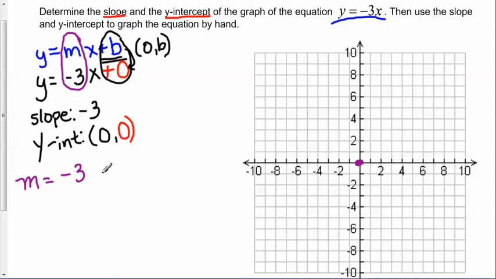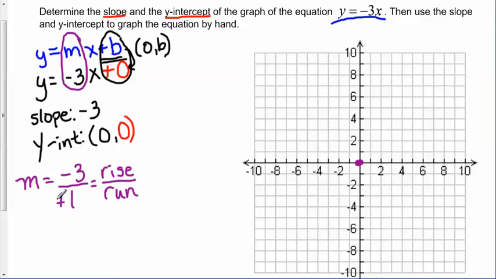But since we want our slope to give us information about rise and run, rise over run, we're going to want our slope to look like a fraction. And we can do that by putting it over 1. Any integer I can put over 1 to make it look like a fraction. So now I can use my y-intercept as my starting point. In that case, that happens to be the origin. From my y-intercept, I'm going to rise negative 3, and I'm going to run 1. And remember, we're going to run a positive 1.